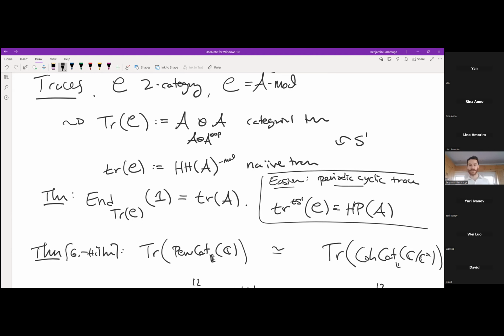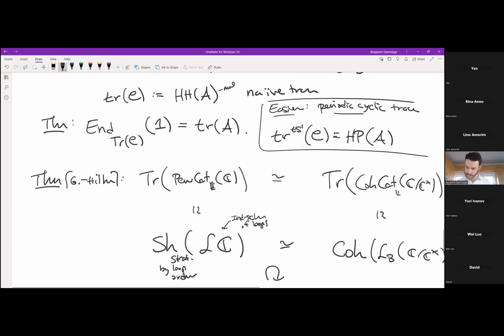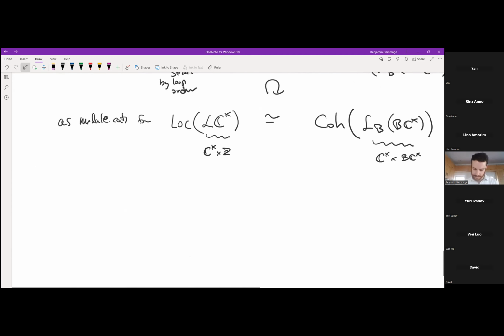And this invariant of periodic cyclic homology is very nice because it turns algebra into topology. That is, if I have a scheme, then its periodic cyclic homology is something like the de Rham cohomology of the scheme. So let me say that right now.